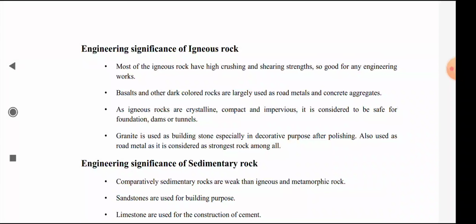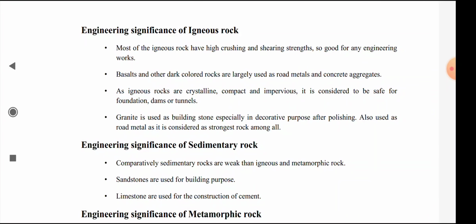Engineering significance of igneous rock. Most igneous rocks have high crushing and shearing strength, so they are good for any engineering works. Basalt and other dark colored rocks are largely used as road metals and concrete aggregates. As igneous rocks are crystalline, compact, and impervious, they are considered safe for foundations, dams, and tunnels. Granite is used as a building stone, especially for decorative purposes. After polishing, it is also used as road metal, as it is considered the strongest rock among all.